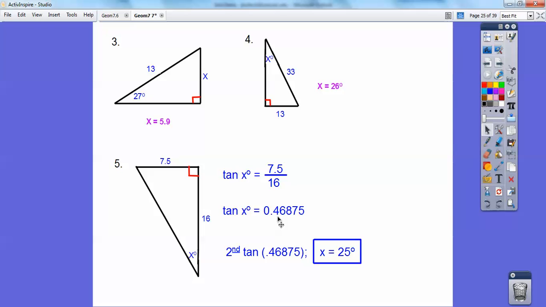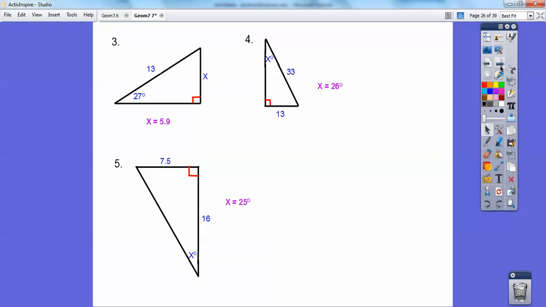So let's see. So second function tangent of 0.46875. Yeah, I get 25.11, and that's why we rounded. So it's close to 25 degrees. If we did tangent of 25.11, that'd get us even closer to that. Okay, but it said round it to the nearest degree, so it's 25 degrees.